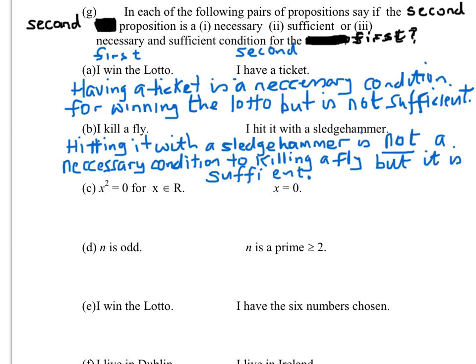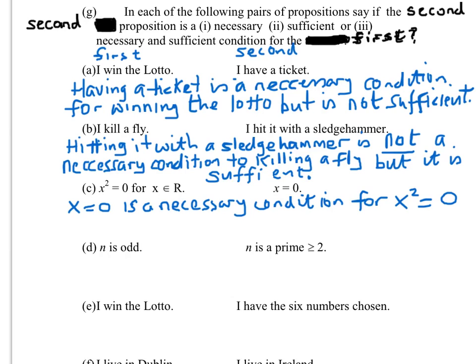So doing likewise for part C, I ask myself the question, is x equal to 0 a necessary condition for x squared equal to 0? And the answer is yes. And I ask myself the question, is x equal to 0 a sufficient condition for x squared equal to 0? And the answer to that is yes also. So for part C, I find that x equal to 0 is both a necessary and sufficient condition for x squared equal to 0.